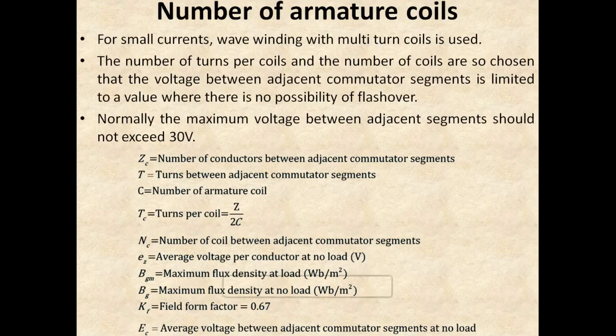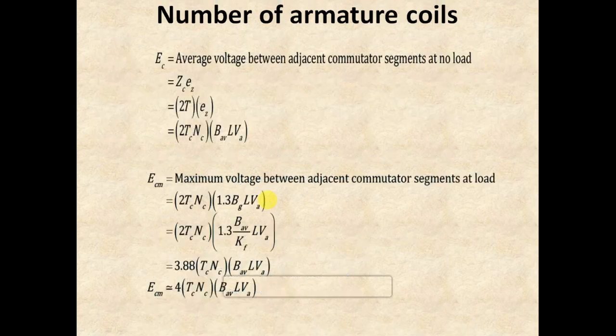The value of TC is actually turns per coil. The total number of turns can be easily determined by dividing the total number of conductors by 2. That gives us the total number of turns which are present in the armature winding. If we want to determine the turns per coil, we have to divide the total number of turns with the total number of coils. C is indicating the total number of armature coils.